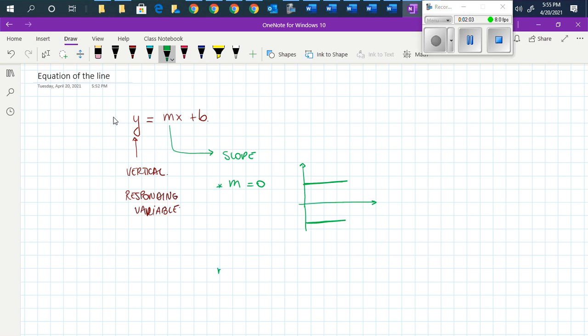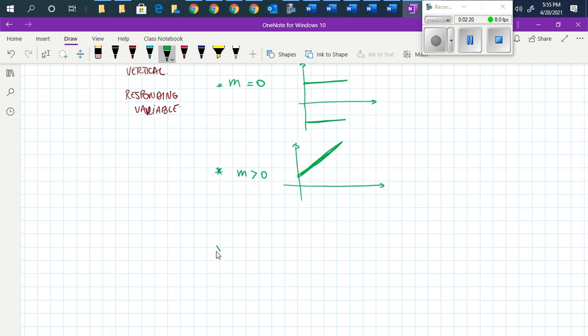The slope can be a positive value. In that case, what we will see is a line that is going straight up. And then it can be negative. So the slope can be negative, and what we will see in that case will be a line that is falling down, something like this.